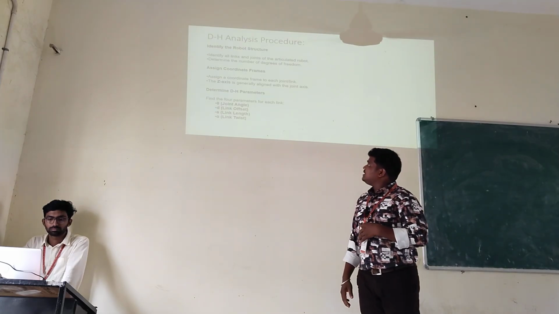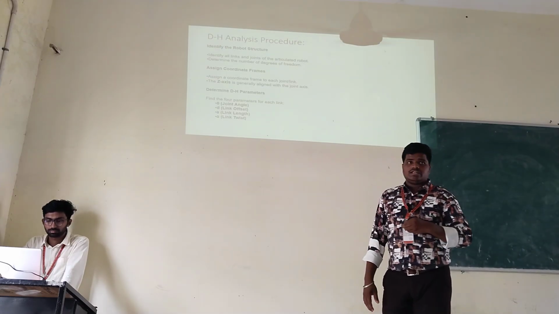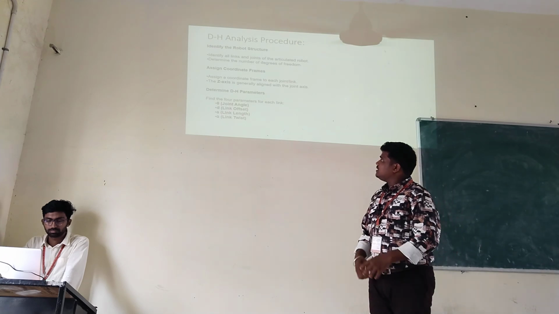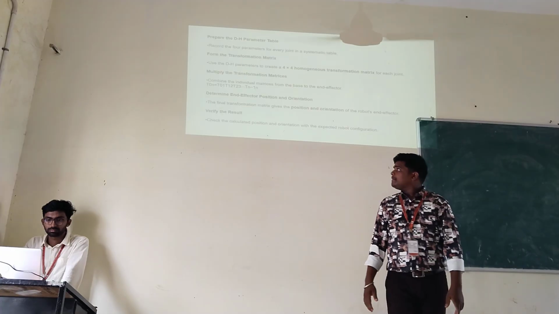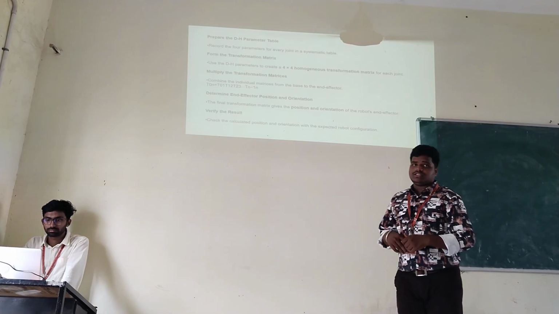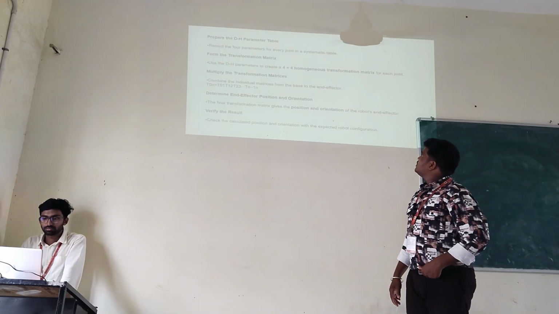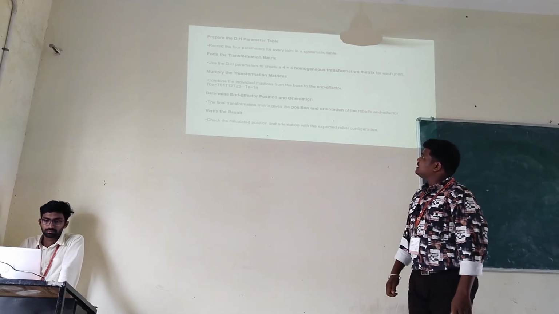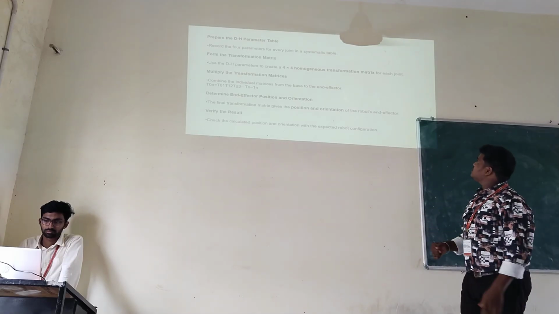Next, determine the DH parameters. Find the four parameters of each link. Theta represents the joint angle, D equals the link offset, A determines the link length, and we also have alpha. Then prepare the DH parameters table, listing the four parameters of every joint in a systematic table. From this, use the DH parameters to create a 4 by 4 homogeneous transformation matrix for each joint.